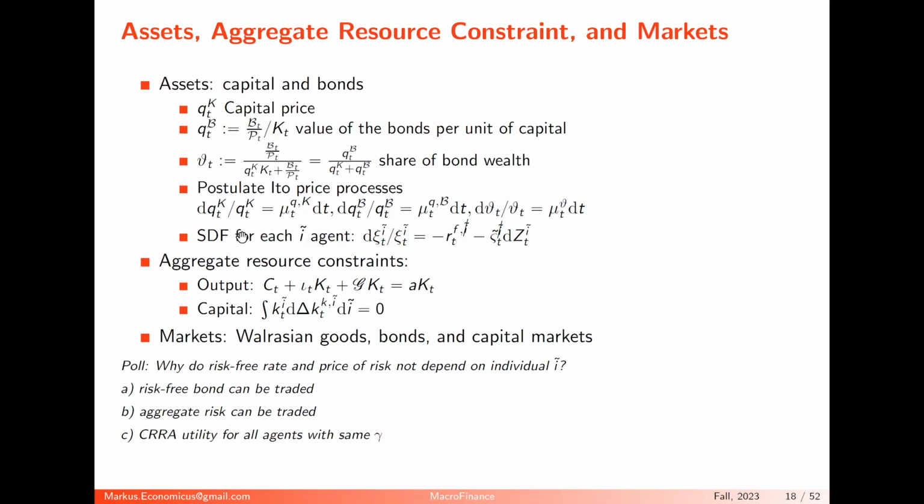Now, the SDF of each agent i tilde, they all live in the same sector, is minus the risk-free rate as the drift, as we always had. There's a dt missing, sorry for that.